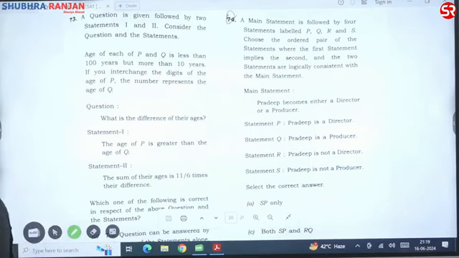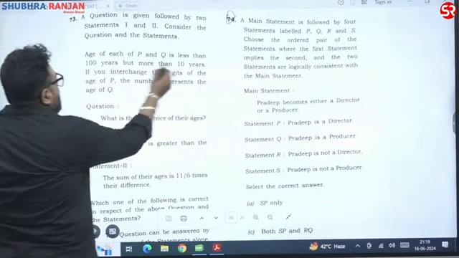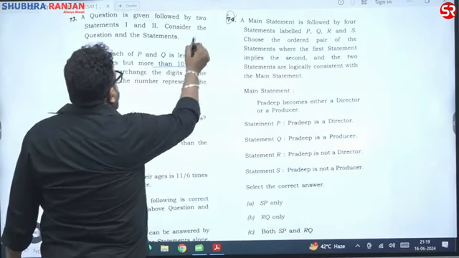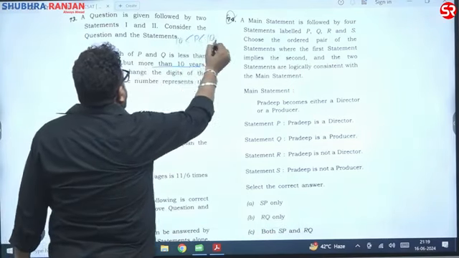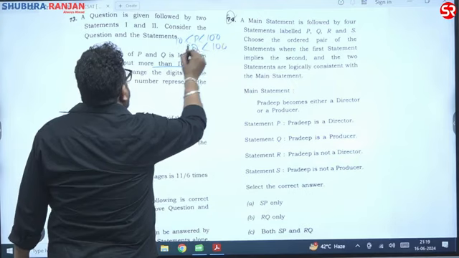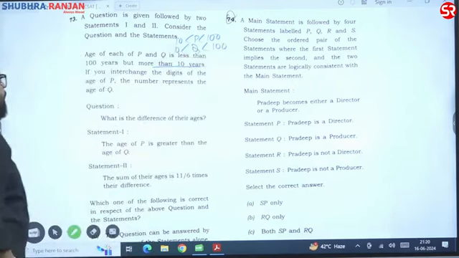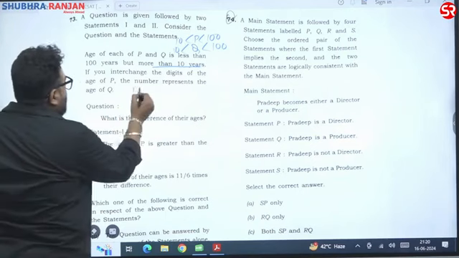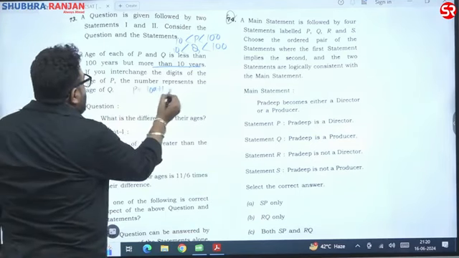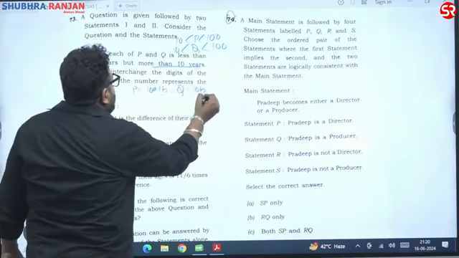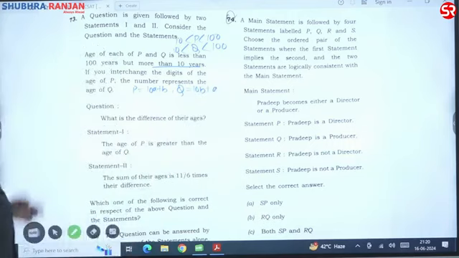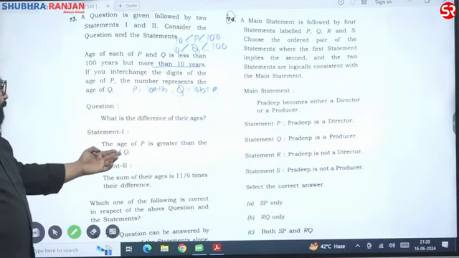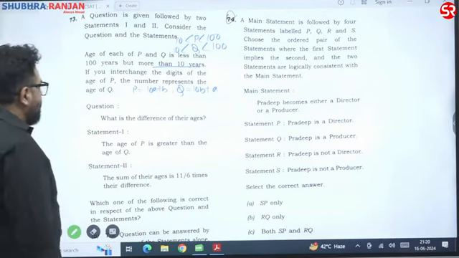It says the ages of P and Q are less than 100, so P is lying between 10 and 100, and Q is lying between 10 and 100. If we interchange the digits of P, the number represented is Q. So P is equal to 10A plus B, then Q is equal to 10B plus A. What is the difference of their ages? So statement 1: the age of P is greater than that of Q.